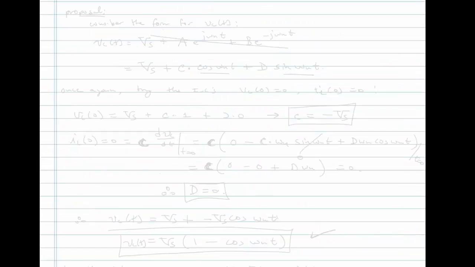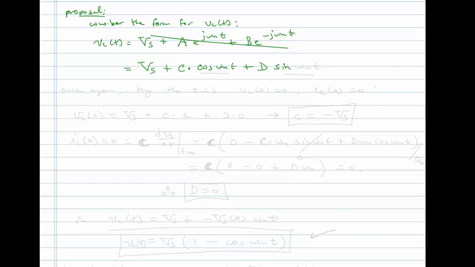So I want to propose something. Consider the form for Vc of t as follows. I'm going to go back to the complete solution, write it one more time, then get rid of it. Instead of writing Vs plus a e to the j omega nt plus b e to the minus j omega nt, we're going to cross that out, and we're going to use instead Vs plus c times cosine omega nt plus d sine omega nt.